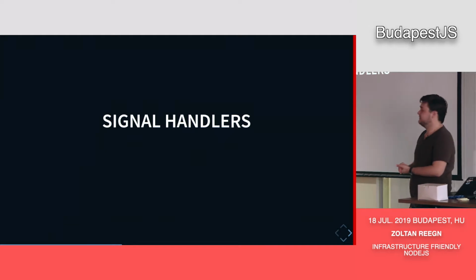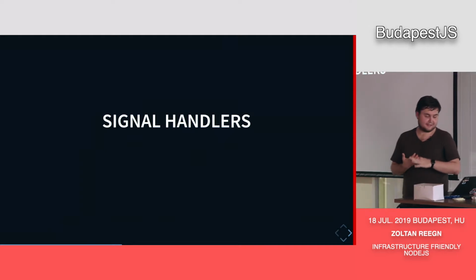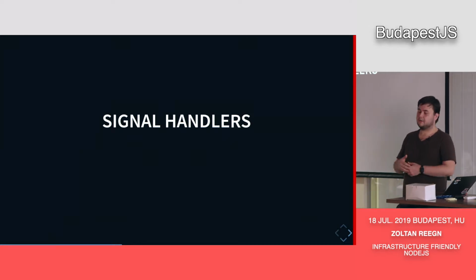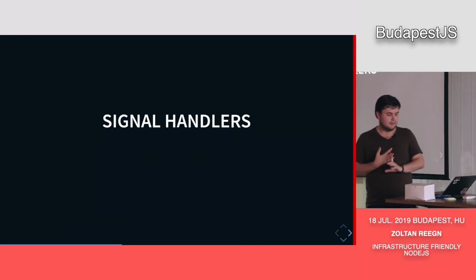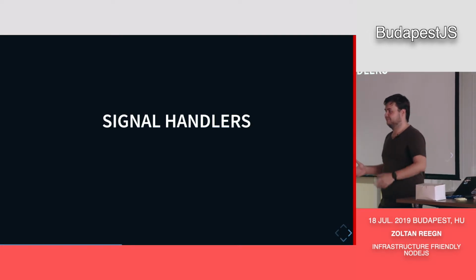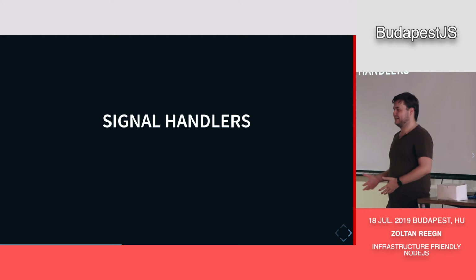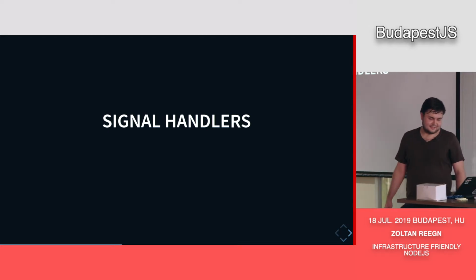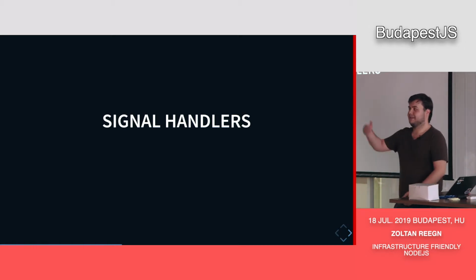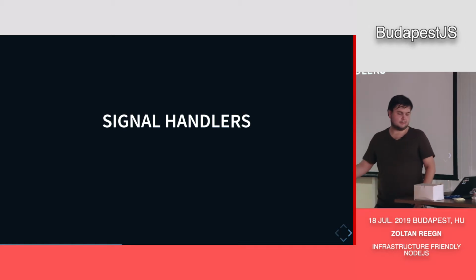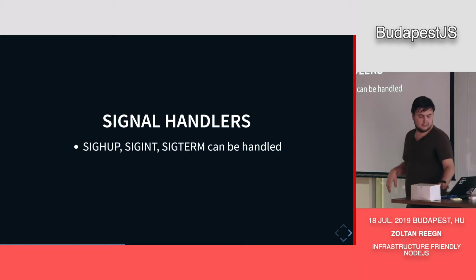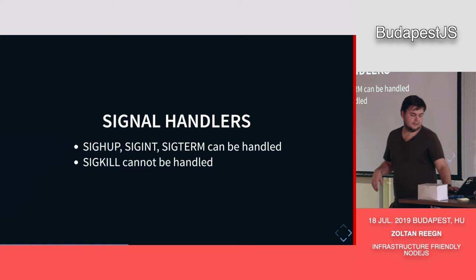So that means there are signals that can be handled. Processes can define signal handlers. And these are callbacks. JavaScript developers have been doing that for years or decades now. So they are regular callbacks. You get a signal, the callback is invoked and executed. So these can be handled. This cannot be handled.